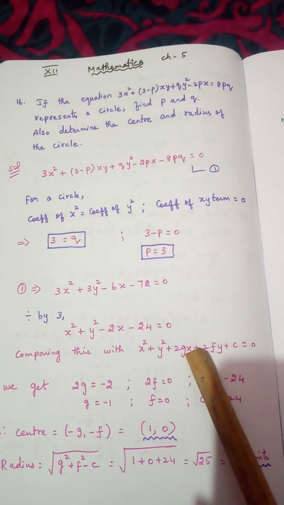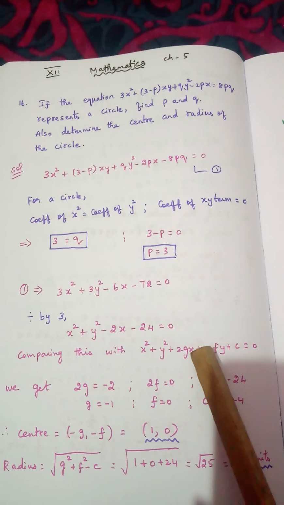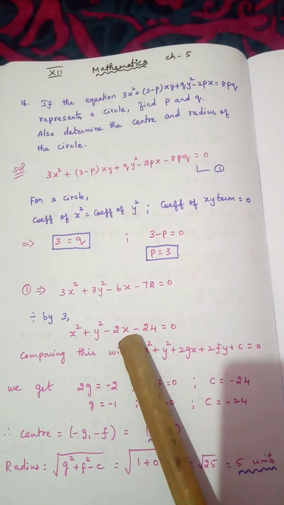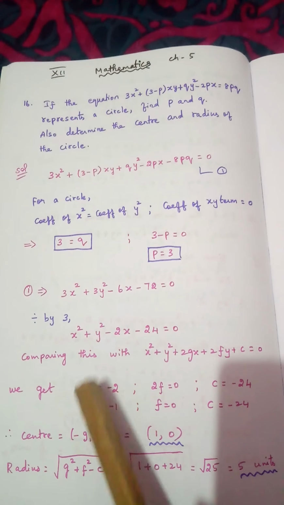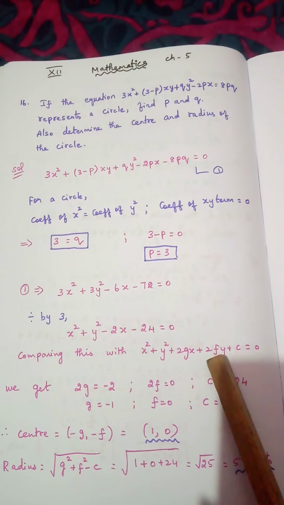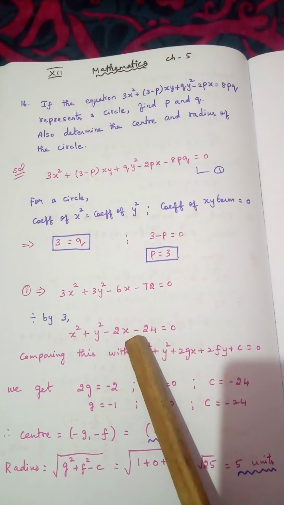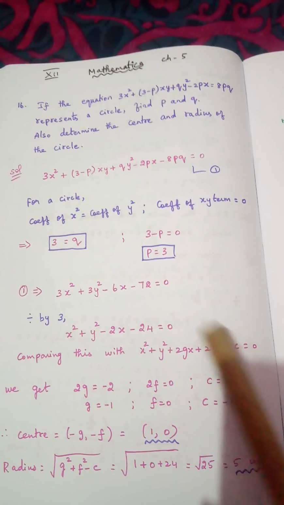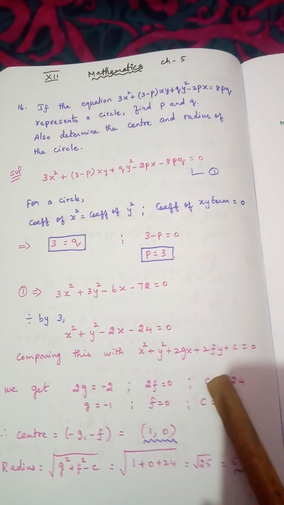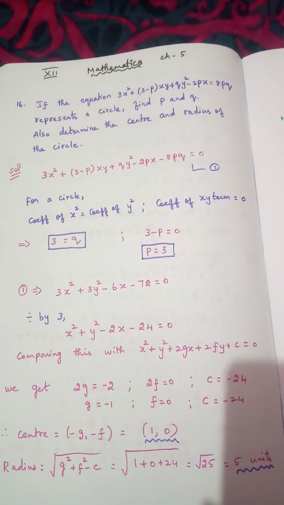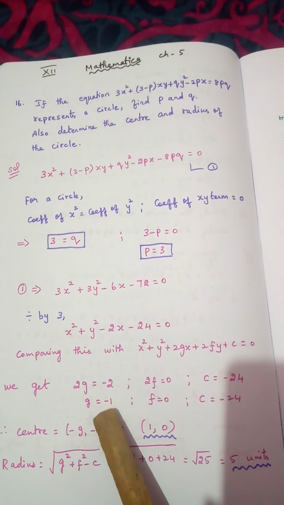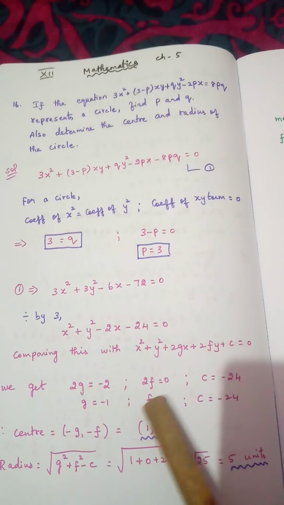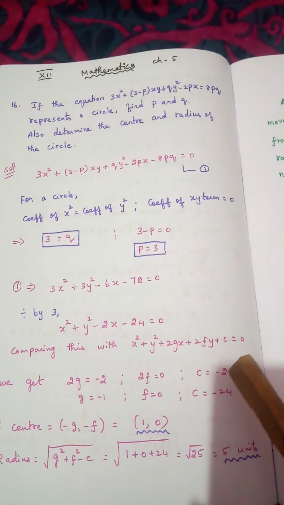Comparing this equation with the general equation of the circle, what we obtain? See, 2g is equal to minus 2 because it is the coefficient of x. So that is what I have written here. 2f, which is coefficient of y. Here no y term is present, so 2f is equal to 0. In place of c, here a number is present, minus 24. So c is equal to minus 24. From this we can easily find g equal to minus 1, 2 gets cancelled. 2f equal to 0 means f equal to 0. C value is already obtained.